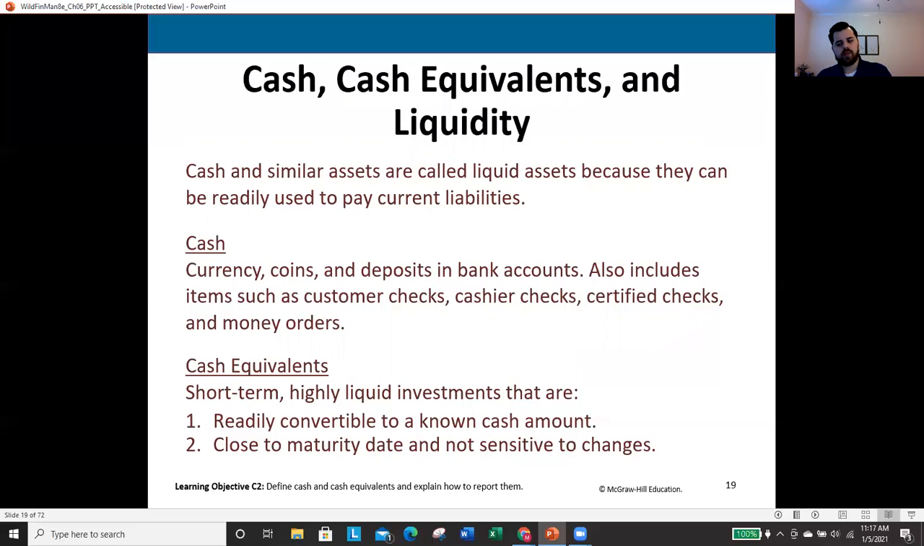So if you look at a company's balance sheet, very often under that asset section, right at the top, you'll see current assets. That very top line is often not cash. It is often called cash and cash equivalents. These cash equivalents are short-term, highly liquid investments that can be converted to a known amount of cash very quickly and are close to the maturity date and therefore not sensitive to changes in price.